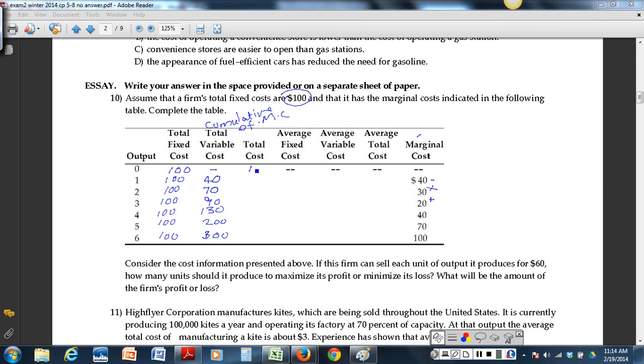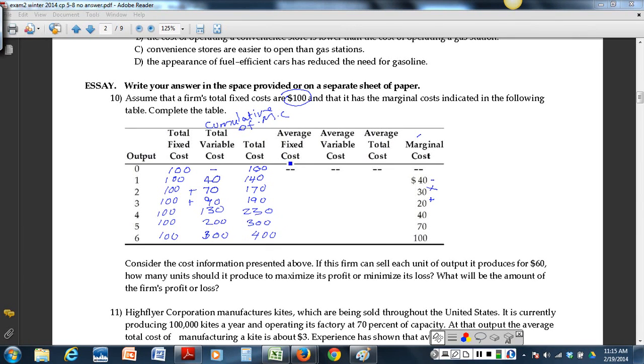And the total cost by definition is both fixed and variable. So here it is $100. And here it becomes 140. Here it becomes 170 because 100 plus 70 right there, right? So similarly 100 plus 90, so it'll be 190. Here will be 230. Here will be 300. Here it will be 400.